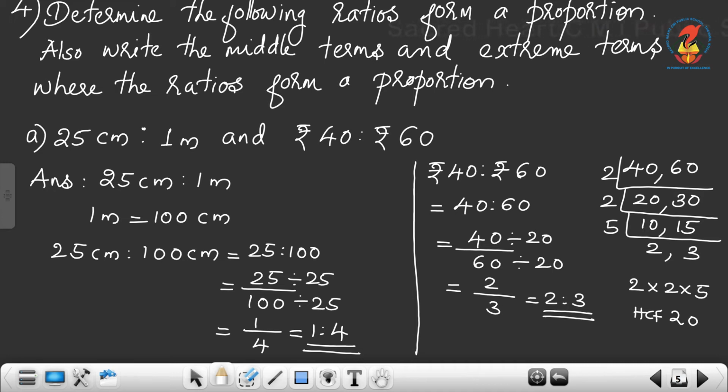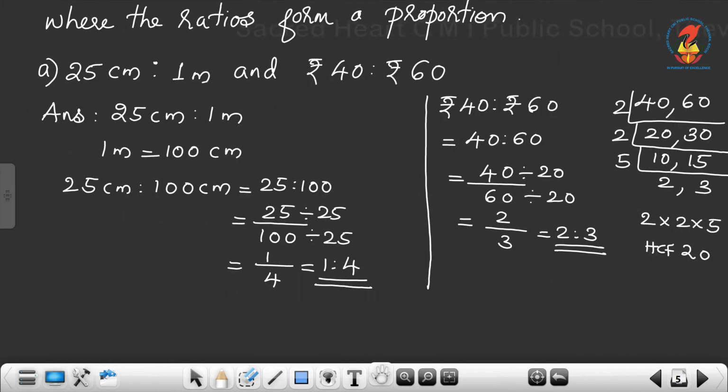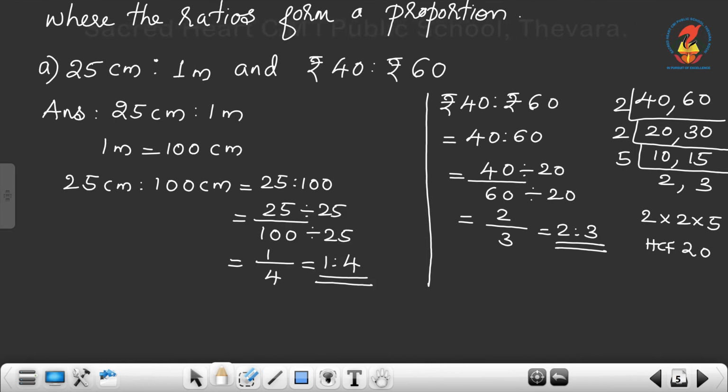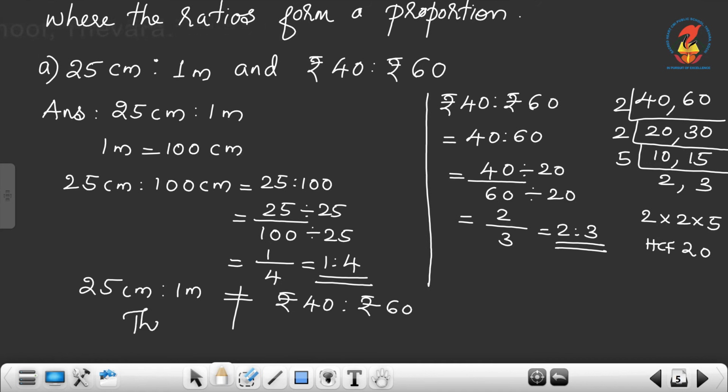So, whether they are in proportion? The two ratios are not equal. So, we can say that they are not in proportion. So, 25 centimeter is to 1 meter is not equal to rupees 40 is to rupees 60. So, they are not in proportion. The two ratios are not equal, therefore, they are not in proportion.